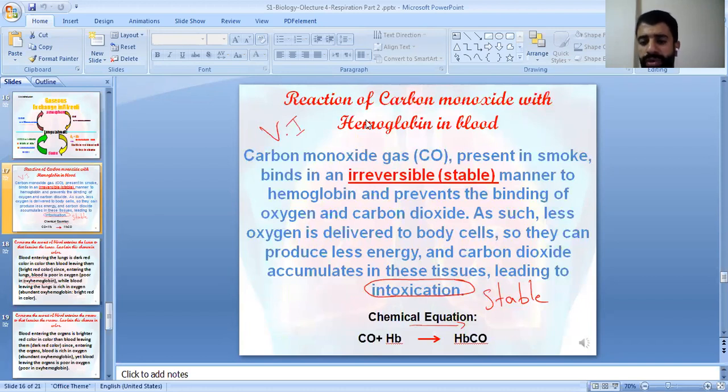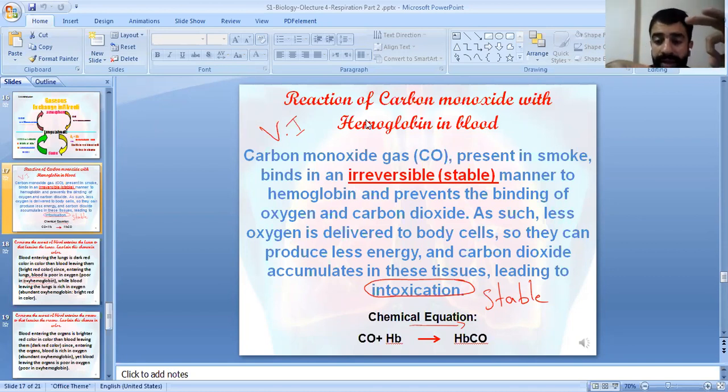This is a very important slide talking about the reaction of carbon monoxide. Carbon dioxide is CO2, while carbon monoxide is CO. The reaction of carbon monoxide with hemoglobin is stable. It's irreversible. It can't occur in both directions. So it prevents the binding of oxygen and carbon dioxide to hemoglobin, so less oxygen will be delivered to the body cells. So they produce less energy, and carbon dioxide will accumulate in the tissues. This will lead to intoxication.